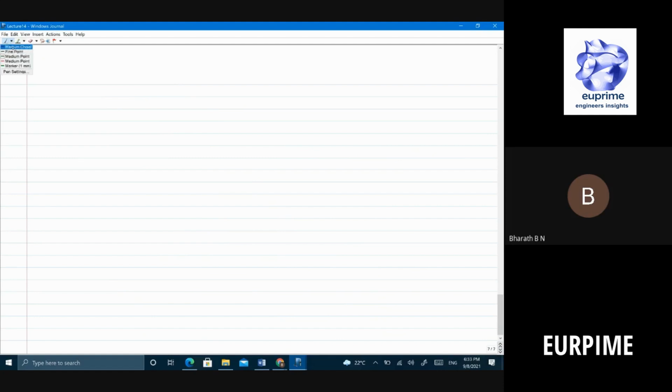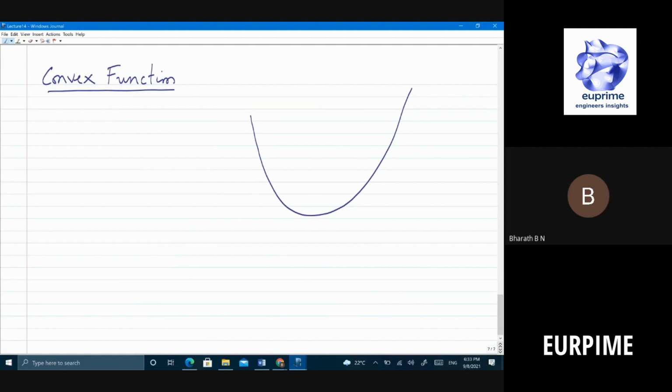Now let's start looking at what is known as convex functions, right? So what are convex functions? How do you define this? Convex functions look like this, right? So you have something like this. This is your convex function. It goes down, and then you have one minima here, right? Well, not necessarily one minima. You can also have a bucket kind of a thing, which is also convex.